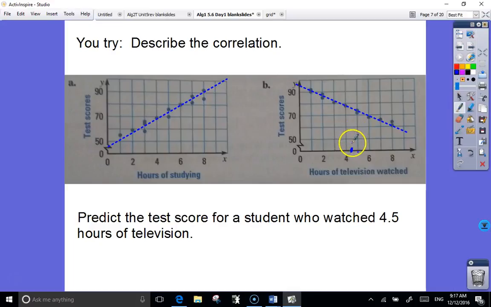That's 5, so it's about right there. That's 4.5. So we're going to go up to the graph, and then we take that over to the left. What does that look like the value is? About 75. So it looks like it's about 75%. So if you want to do better on the test, watch less television and study more. What a concept. Do we need scientists to tell us this stuff?